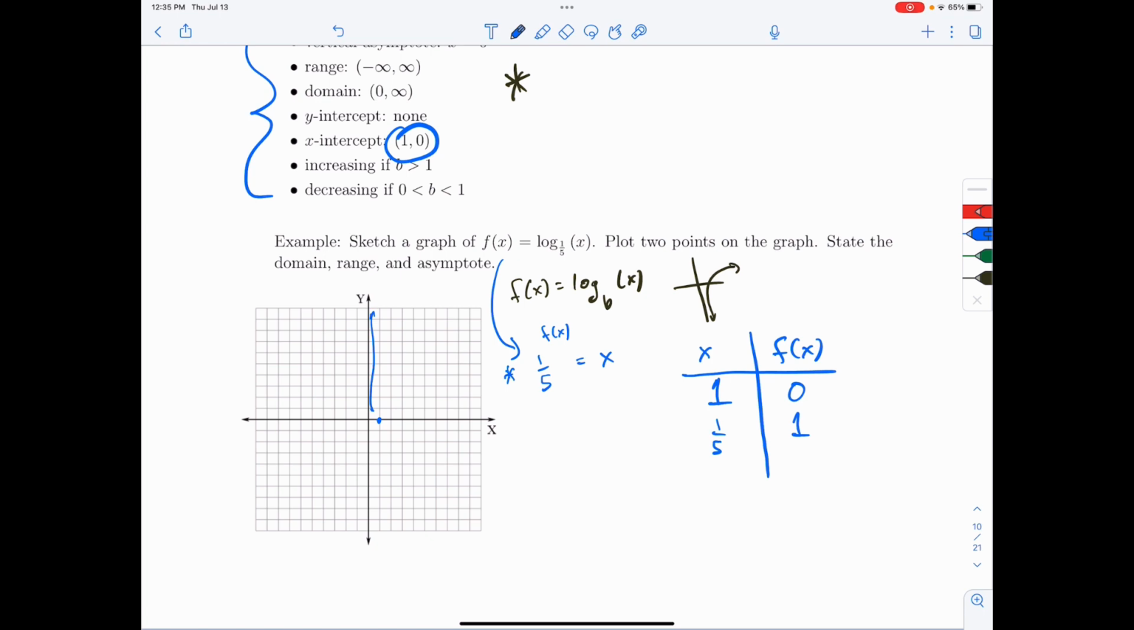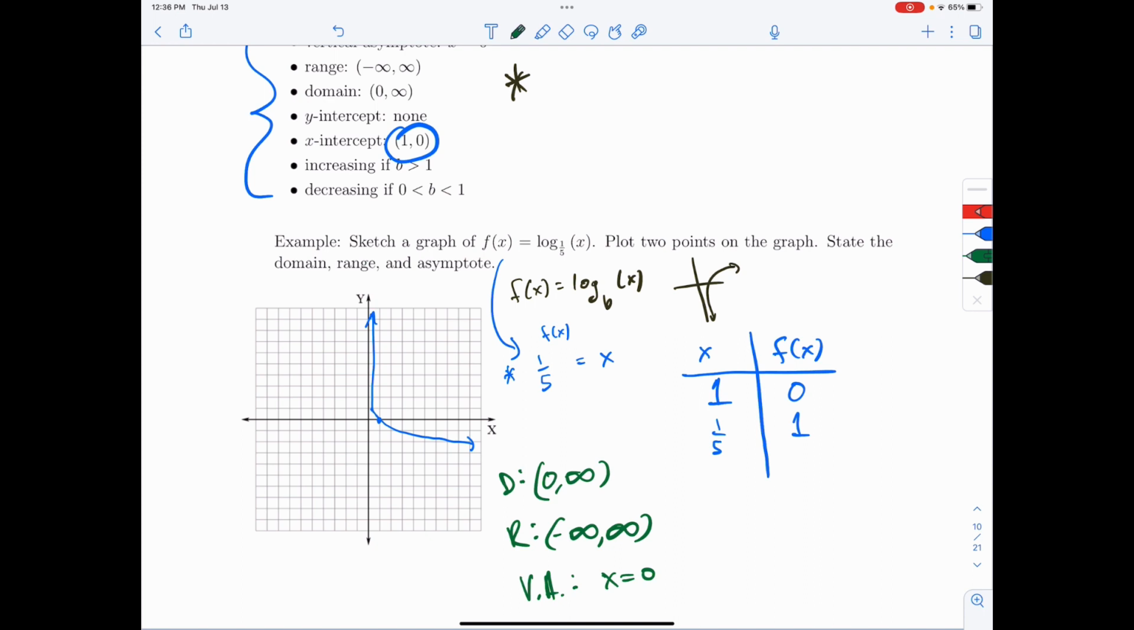So something like there. It's kind of hard to get a smooth curve on this, but it's going to look something like that. Okay. And then we want to find the domain, the range, and the vertical asymptote. So the domain here is 0 to infinity. The range is all real numbers. And the vertical asymptote is x equals 0.